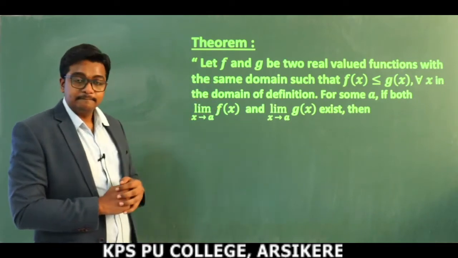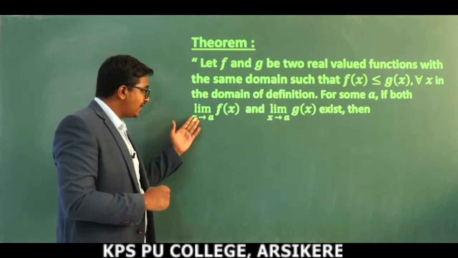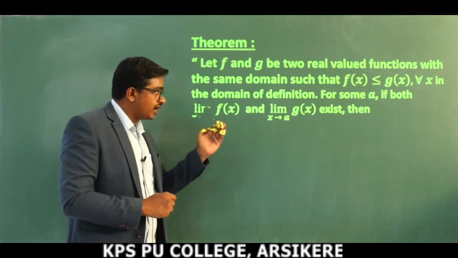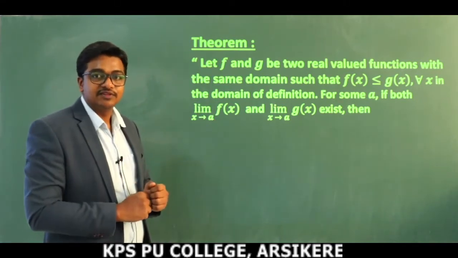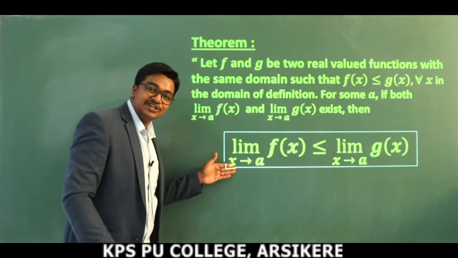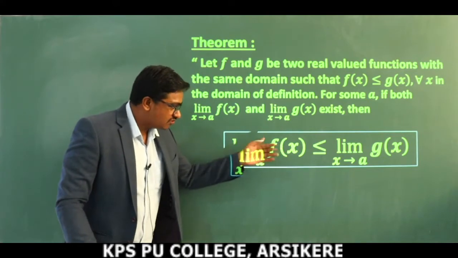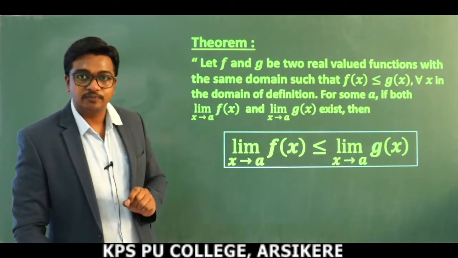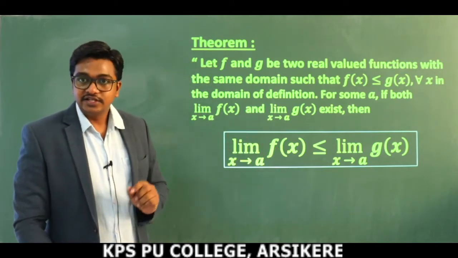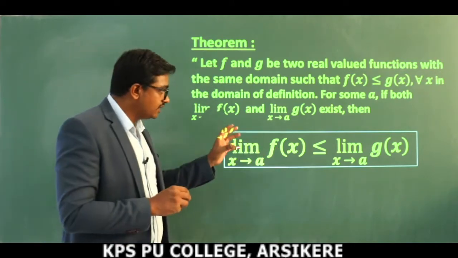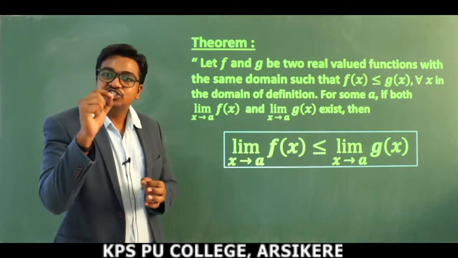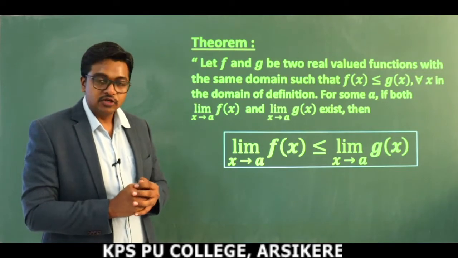For some a, if both limit as x extends to a of f of x and limit as x extends to a of g of x exist, then we have a very important result: limit as x extends to a of f of x is always less than or equal to limit as x extends to a of g of x. This is a very important result. It gives the next theorem, the sandwich theorem, which is very important.